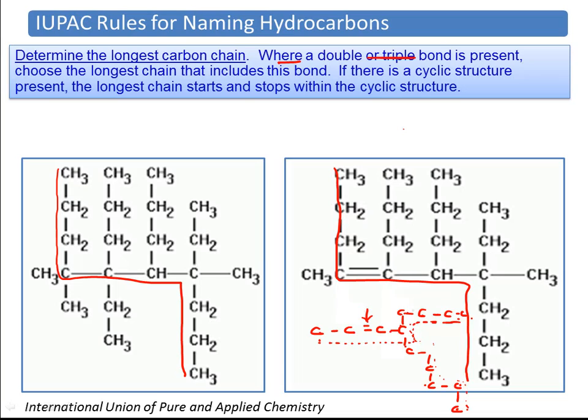1, 2, 3, 4, 5, 6, 7. So this one here will be hept. That's it. And the ending is ene, right? So it will be a heptene, but no, we haven't finished naming it yet. There's a lot more we need to do.